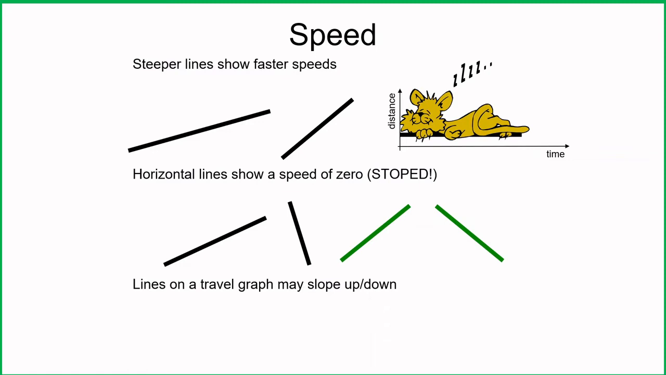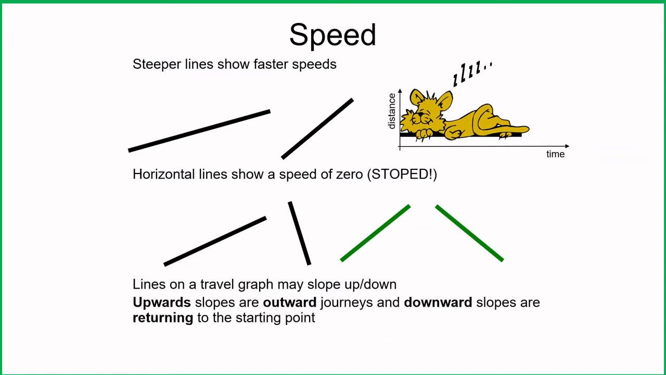Lines on travel graphs may slope upwards or downwards, but that does not indicate an increase or decrease in speed. Upward sloping lines simply show outward journeys. The distance is increasing, while downward sloping lines show return journeys. That means we're returning to our starting point.